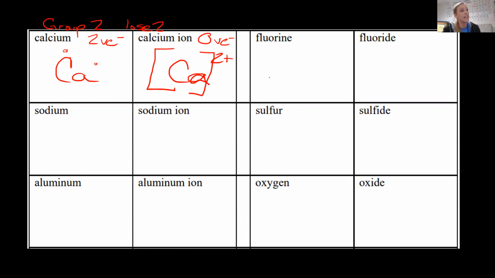Okay, so we have Ca 2+. Why is it a 2 positive charge? Why is it a 2 positive charge, Corey? Why is it 2 positive and not 2 negative?